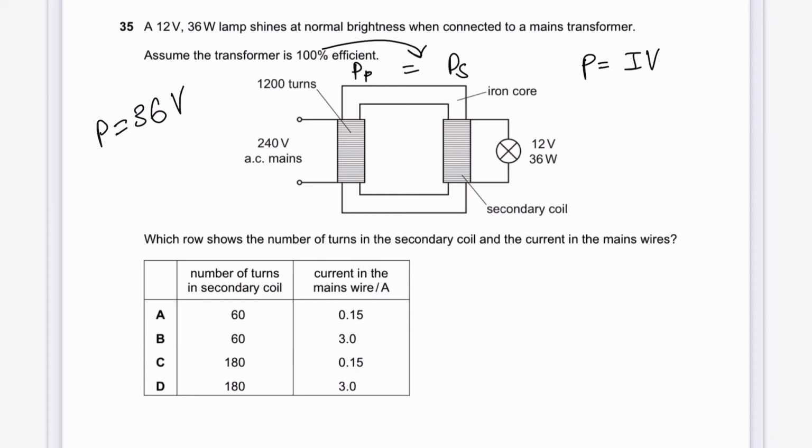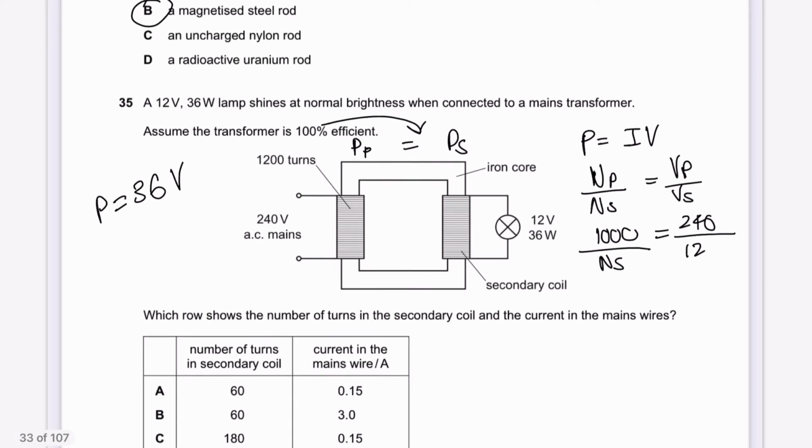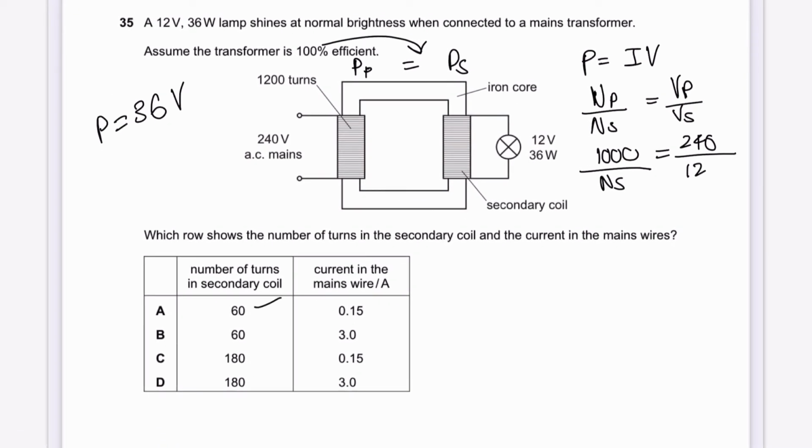So you know that number of turns in primary upon number of turns in secondary is equal to voltage of primary upon voltage of secondary. So primary number of turns we have is 1000, upon secondary we don't know, and voltage in primary is 240 and voltage in secondary is 12. So basically multiply 12 by 1000 divided by 240 and we're getting 60 turns. So it can be either A or B.